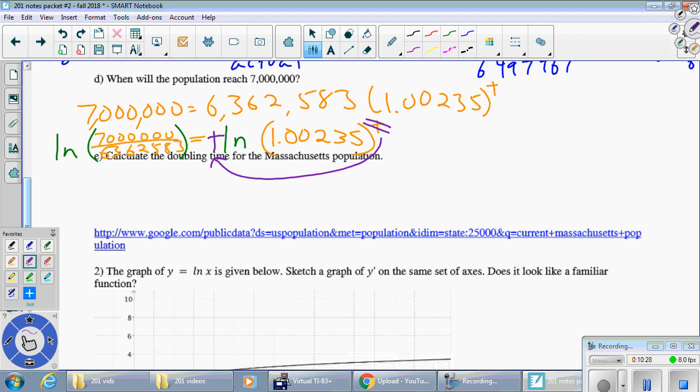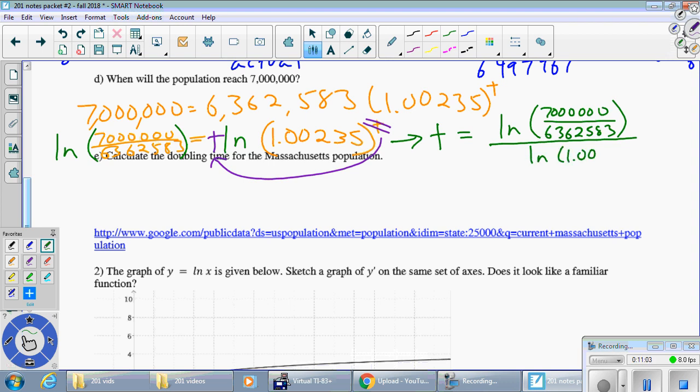And so then I think I'm ready to just write down our final answer here. So we're going to divide both sides by ln of 1.00235. So the right-hand side is simply t. I'm actually going to swap it over to the left-hand side. And so it is ln of the fraction divided by ln of 1.00235.